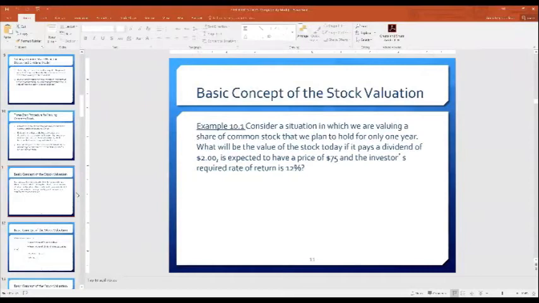From this problem, we are looking for the value of the stock today, the present, if we pay a dividend of $2. And we are expecting the price to be 75. And how much is the return? The return is 12%. So if we compute it, how much will my stock be worth now, at this point in time?